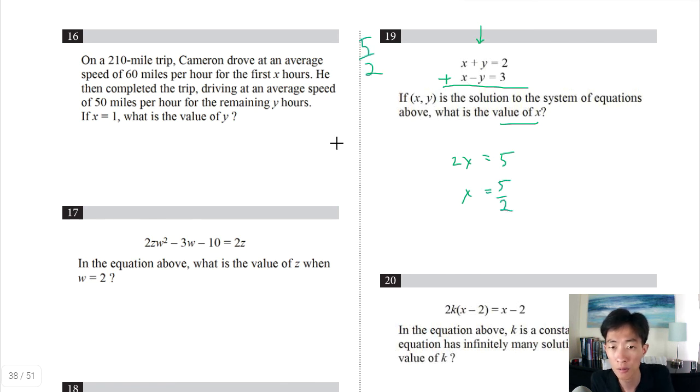Notice that if they were asking for the value of y, it would pay to not add the equations but subtract them, because if you subtract the equations, you're going to eliminate the x's and then you'll be left with the y value. Either way, you could also use the x value, substitute it back into one of the equations, and then solve for y from that point. But this way was just the easiest.